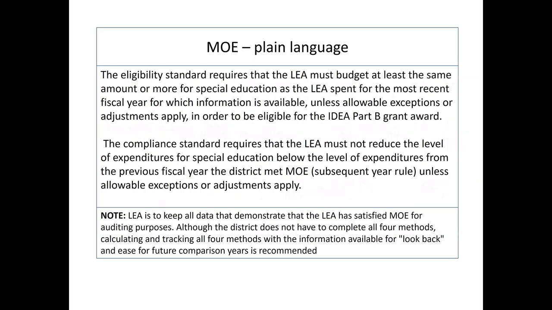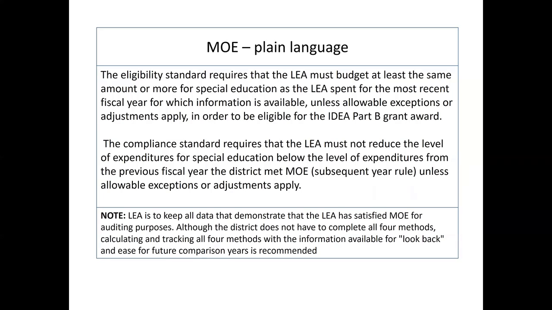Just real quick for MOE, and I don't want to talk too much about MOE because that's going to happen again later in the month. But basically, in plain language, the eligibility standard requires that the LEA must budget at least the same amount or more for special education as the LEA spent for the most recent fiscal year for which information is available. Unless allowable exceptions or adjustments apply, the LEA is then not going to be eligible for Part B grant award.